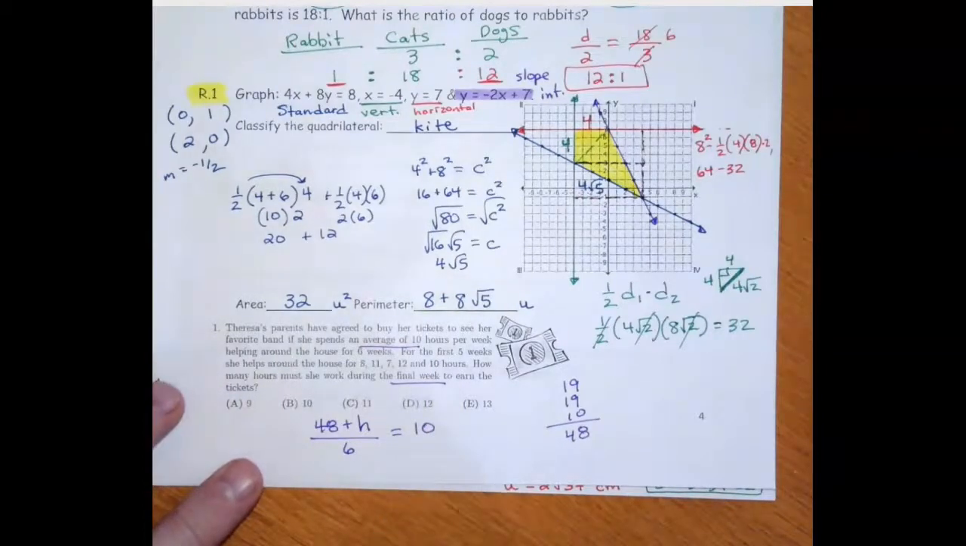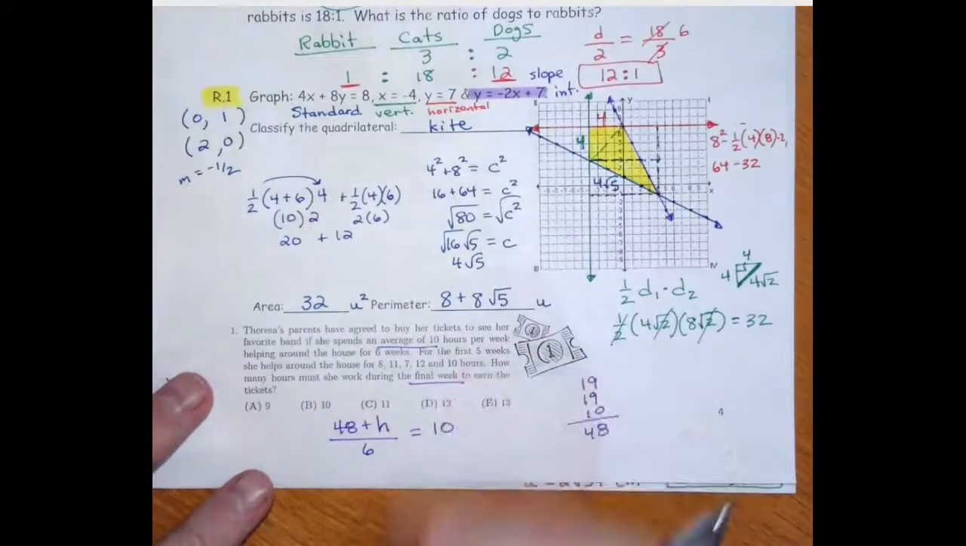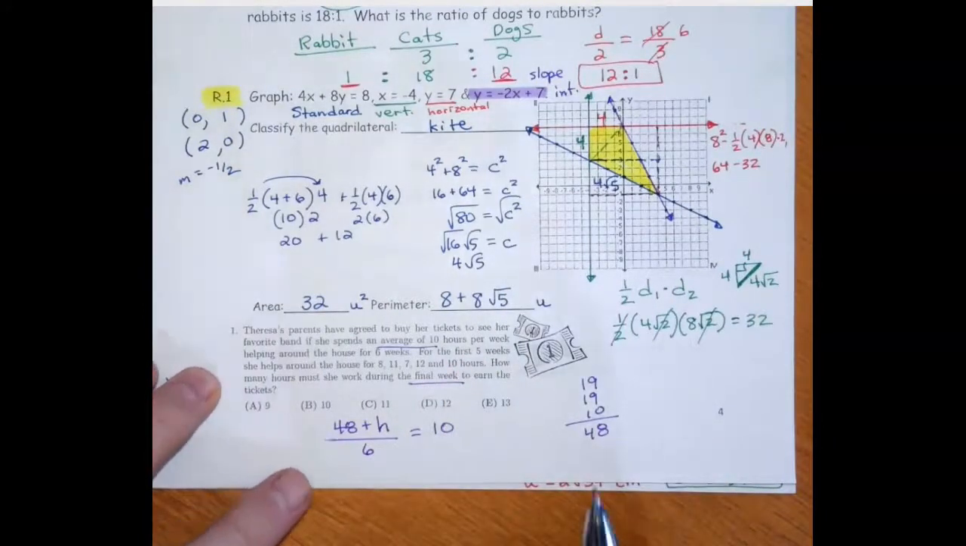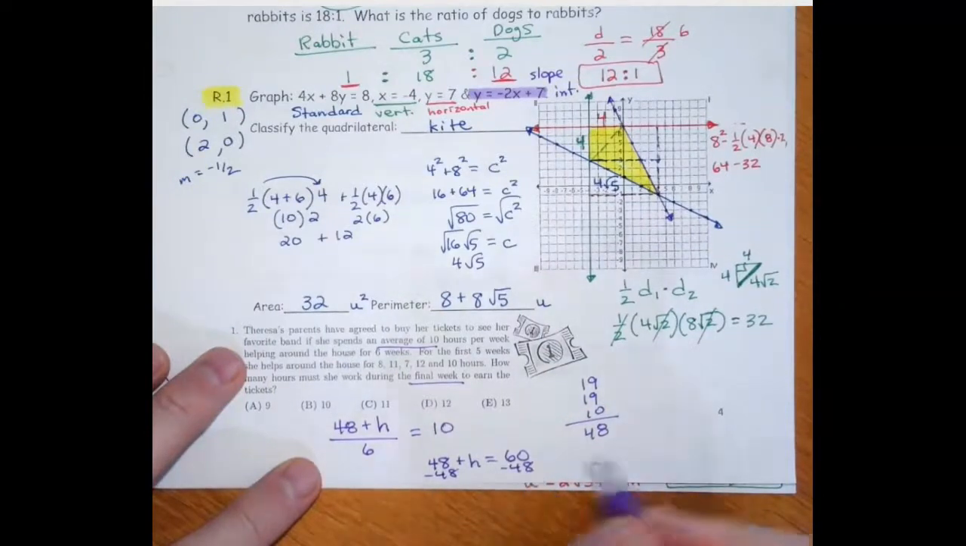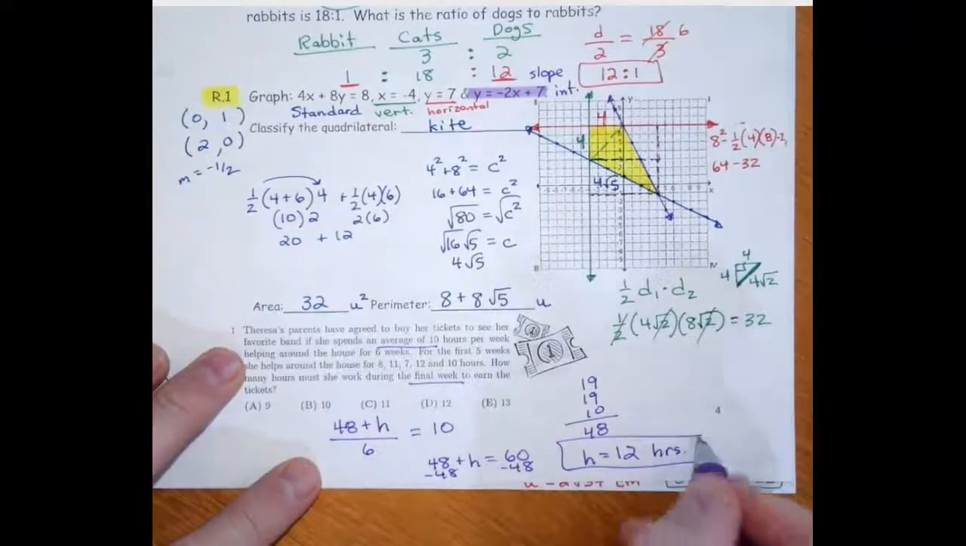I am not pausing at all to let you think about that, but you do have a pause button, and you should be using it. Okay, so multiply both sides by 6. So you're going to get that, and subtract 48 from both sides. So she needs to work 12 hours the last week.